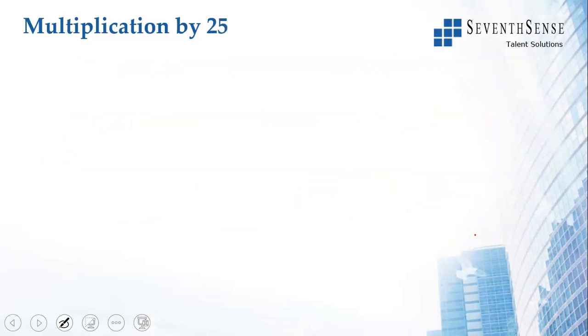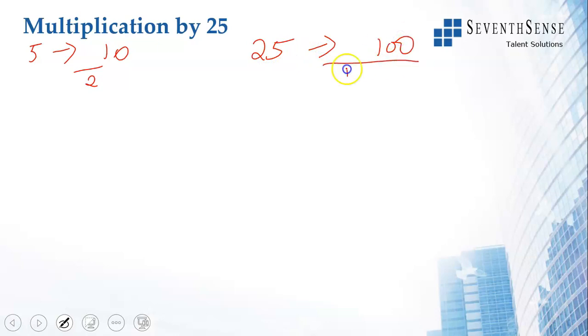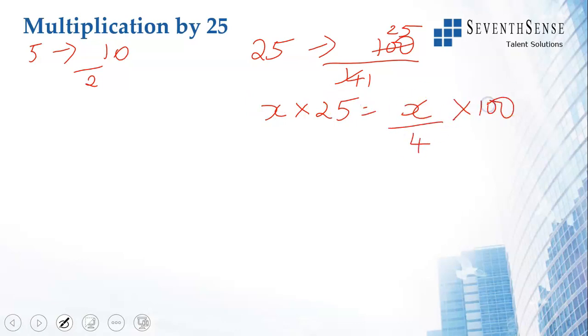How do you multiply by 25? For 5, we multiplied by 10 and divided by 2. Similarly, for 25, we will multiply by 100, but before that, we divide by 4. Why? Because 4 25s are 100. So if x has to be multiplied by 25, what we do is we divide x by 4 and multiply by 100, which is the same as 25x. That is what we do.